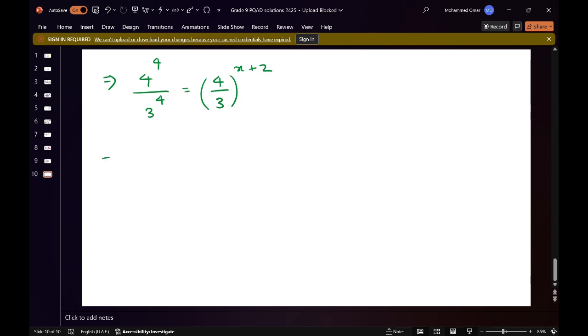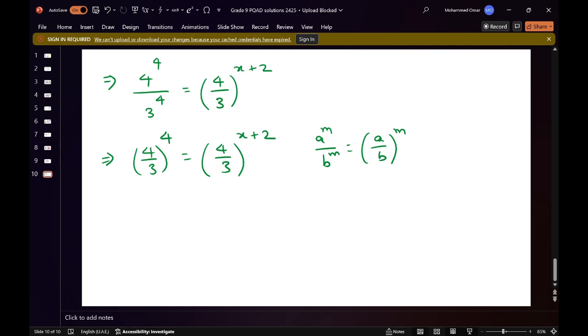Now, using the same identity, a to the power of m by b to the power of m, I can take it as a common power, a by b whole to the power of m. So I can write it as 4 by 3 whole to the power of 4 is equal to 4 by 3 whole to the power of x plus 2. Now on the left hand side and right hand side, do you have the bases equal? 4 by 3 and 4 by 3. When you have equal bases, you can equate the powers. So 4 is equal to x plus 2. Now transpose: 4 minus 2 is equal to x. So 2 is equal to x.